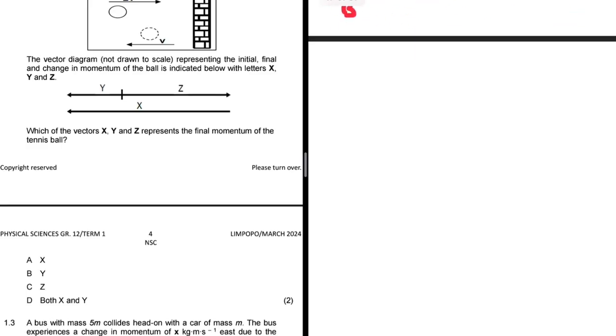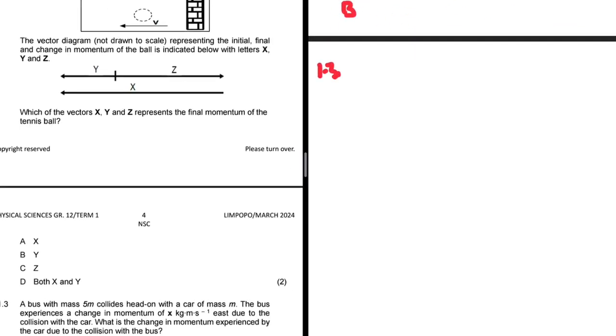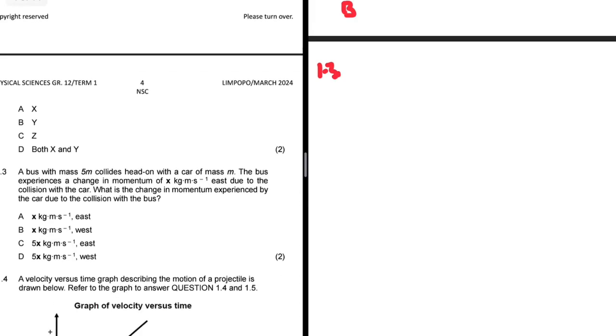Okay, let's take a look at 1.3. A bus with mass 5m collides head-on with a car of mass m. The bus experiences a change in momentum of x kg meters per second east due to the collision with the car. What is the change in momentum experienced by the car due to the collision with the bus? Okay, the change in momentum is going to be the same, but in the opposite direction, right? So which option says that? It is option B. So the answer to 1.3 is B.